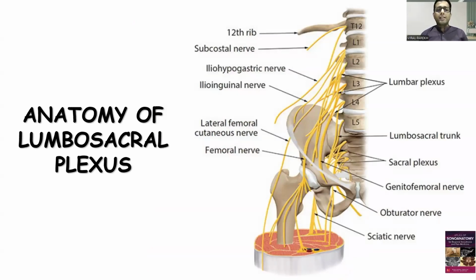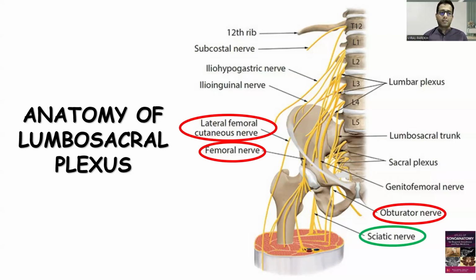So let us start with the anatomy of the lumbosacral plexus. All of us know that the lumbosacral plexus starts from T12 and ends at S5. We'll be covering the lumbar plexus and sacral plexus individually. And there are four main nerves of the lower limb which we need to block, if we need a complete block: the femoral nerve, lateral femoral cutaneous, obturator, and the sciatic nerves.